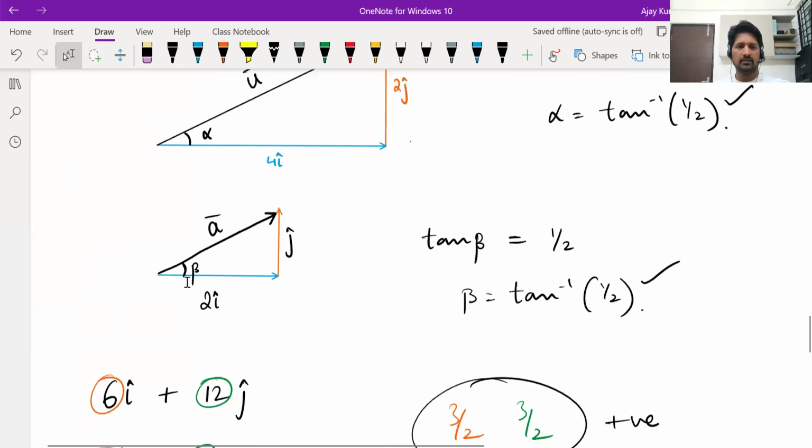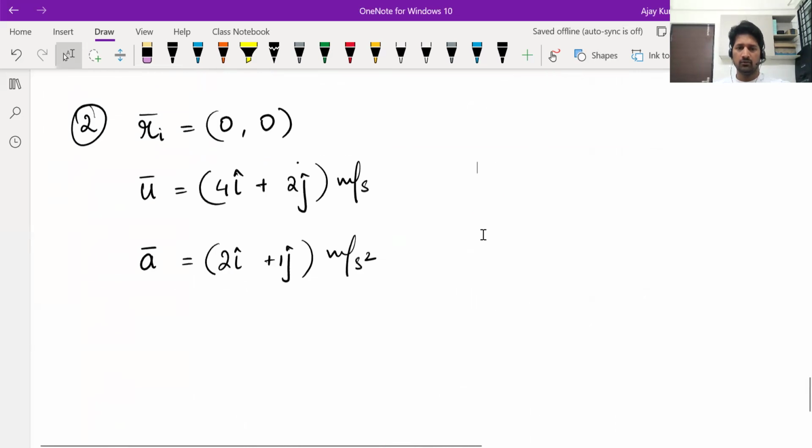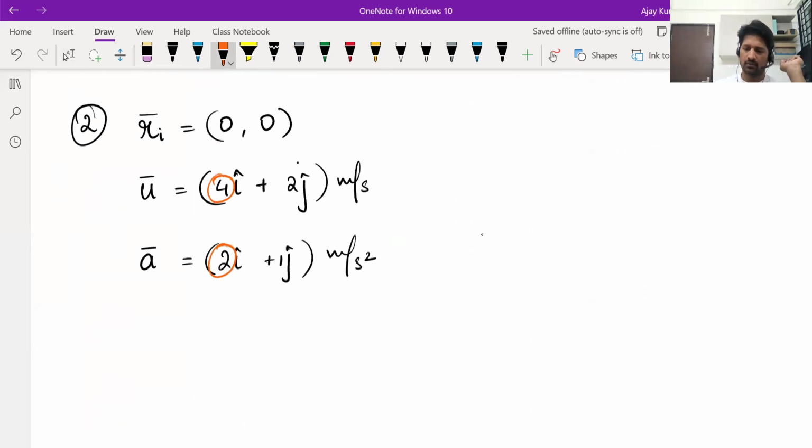We are still dealing with the equation of the path followed by an object. Now you observe the initial velocity and acceleration. Ratio of x components 4/2, it is 2. Ratio of y components 2/1, that is also equal to 2. So the ratio of x components is equal to the ratio of y components and that ratio is 2, a positive number. Means these are parallel.